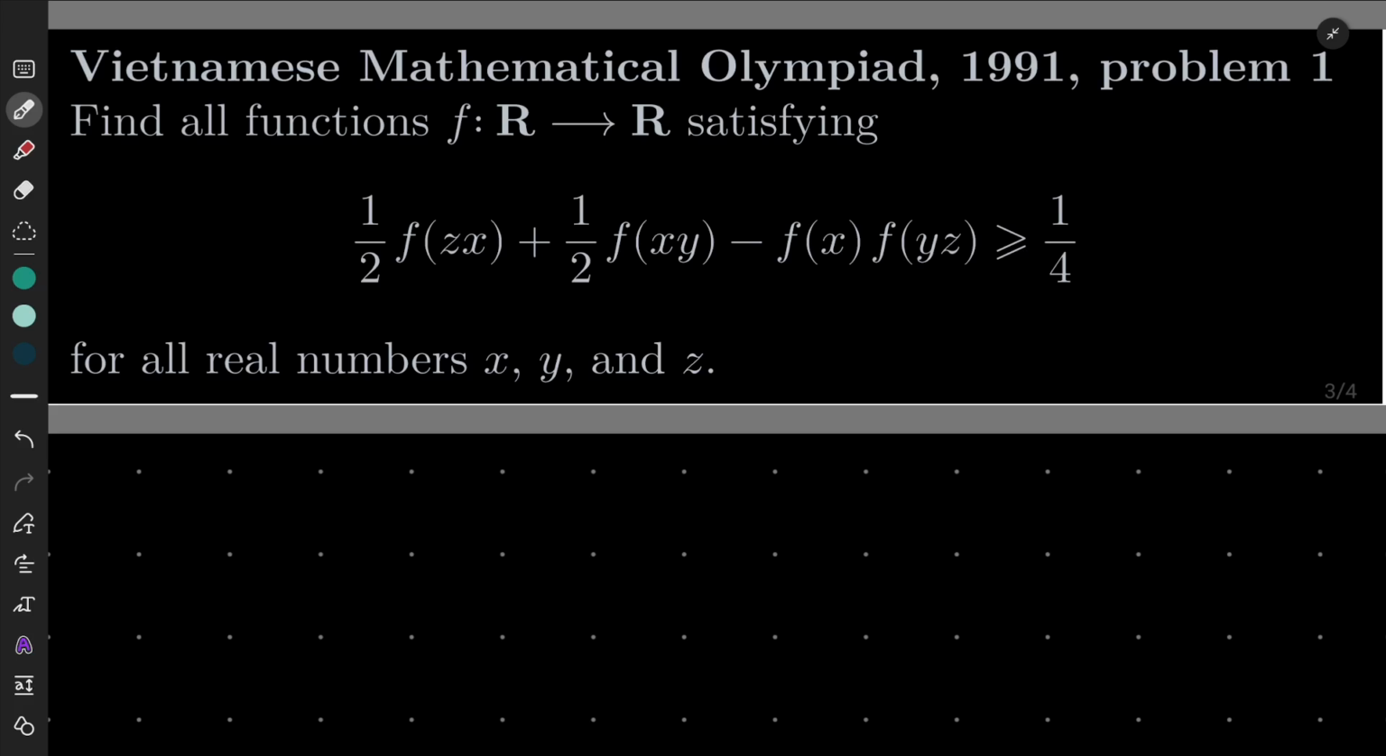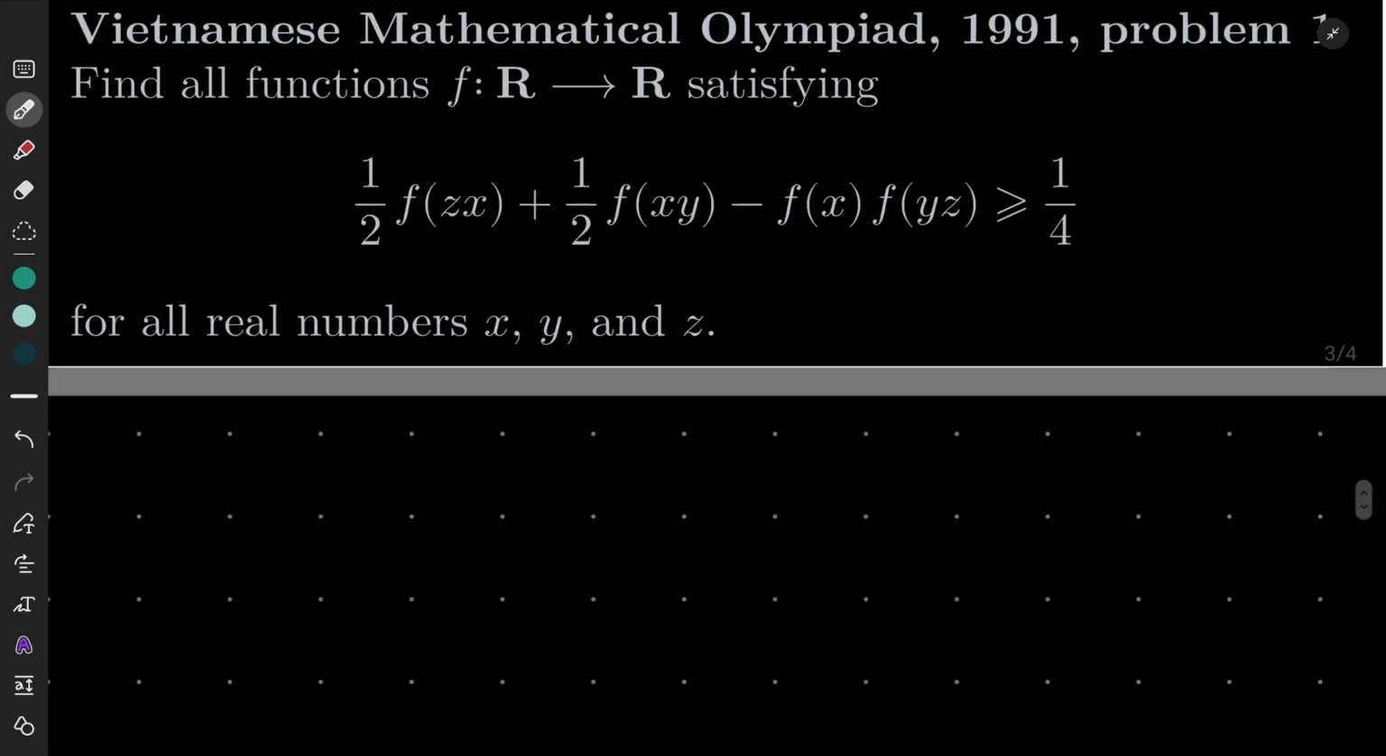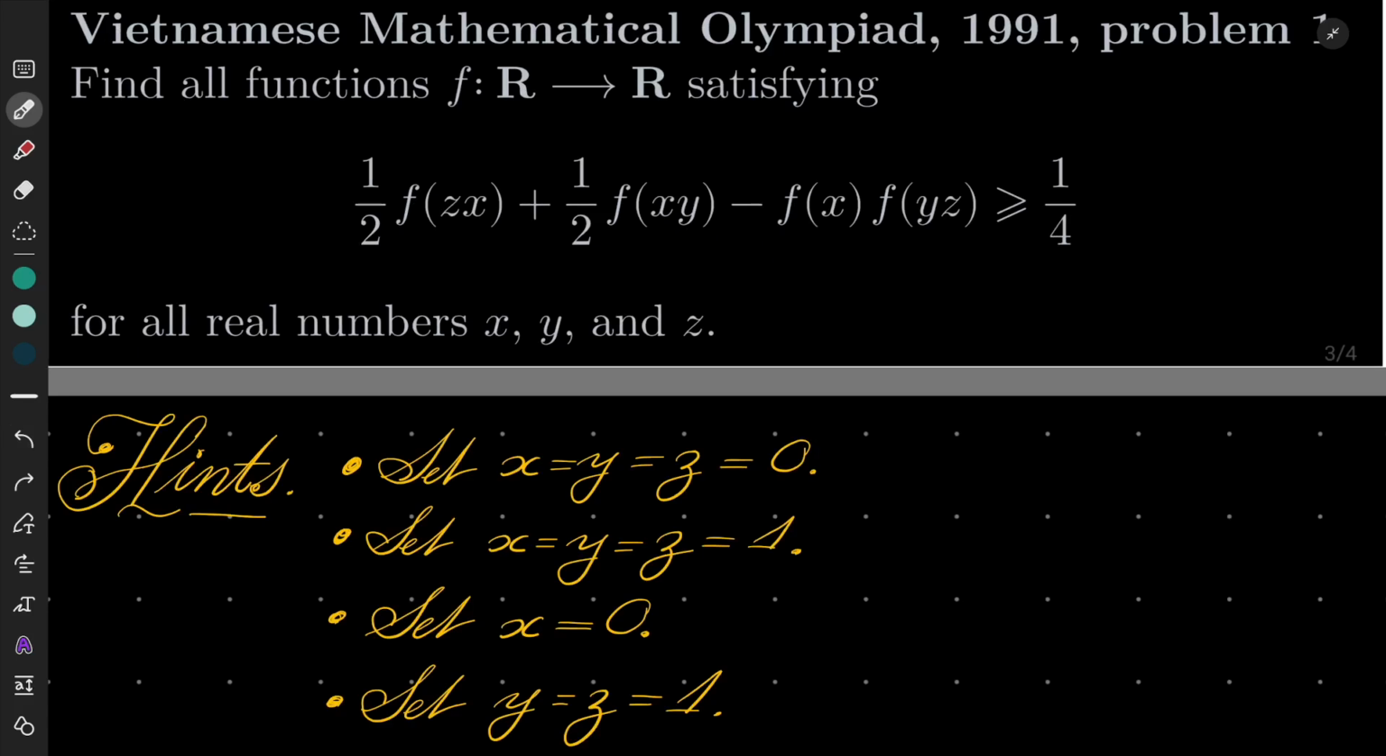This problem, to be honest, is not very difficult, so you may wish to try it yourself without my hints. But if you wish to see my hints, here they are. It's all about setting particular values. Start with setting x, y, and z to be 0, then set x, y, and z to be 1, then try setting just x to be 0, and finally try setting y and z to be 1. So give this problem a try and I will see you in a minute.